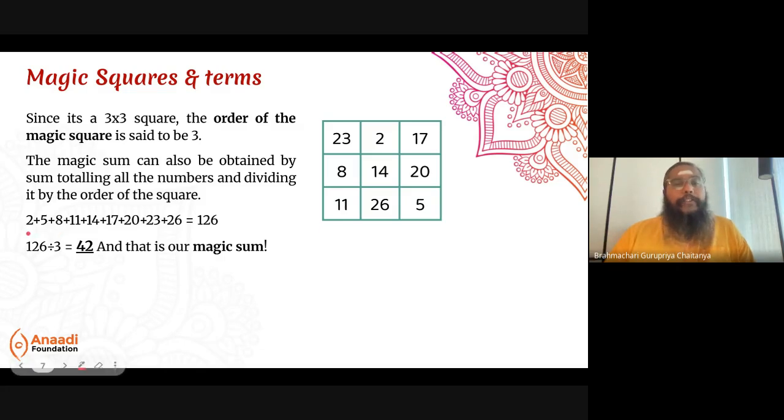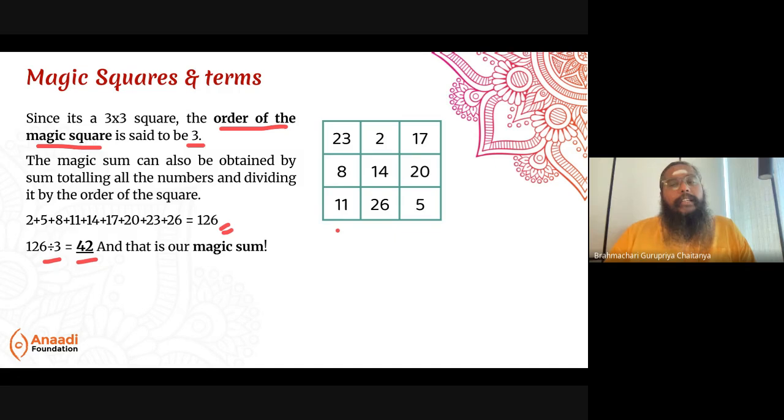We can also see that if we sum total the arithmetic series that we have used and divide by what is called the order of the magic square. In a 3 cross 3 magic square, the order is said to be 3. In a 5 cross 5, it will be 5, 6 cross 6, 6, and so on. Here, if you sum total this arithmetic series and then divide it by the order, you will get that magic sum. Because if you sum total all elements, it is the entire total.